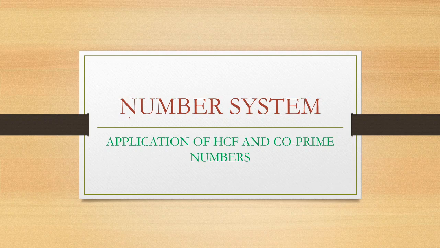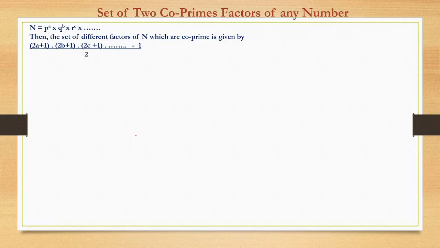In this section, we will be studying some applications of HCF and co-prime numbers taken together. So let's move ahead. In the previous section, we saw how to find the number of such numbers which are less than a number n and co-prime to that number. So how many such numbers exist and what would be the sum of those numbers, that we saw. Now we'll build upon those concepts here and see some different variations of those concepts.